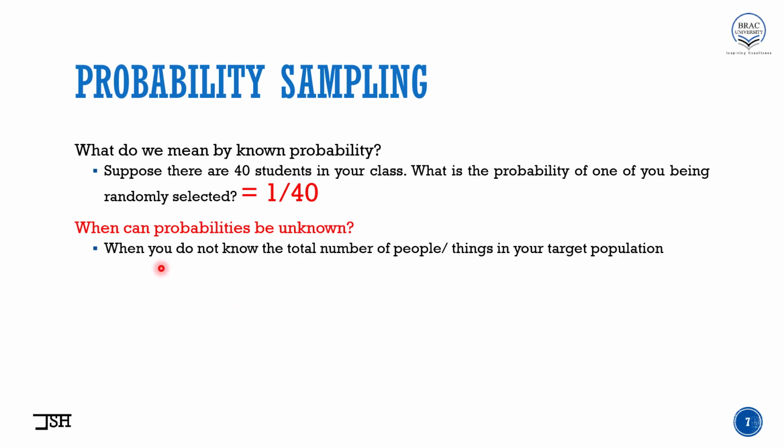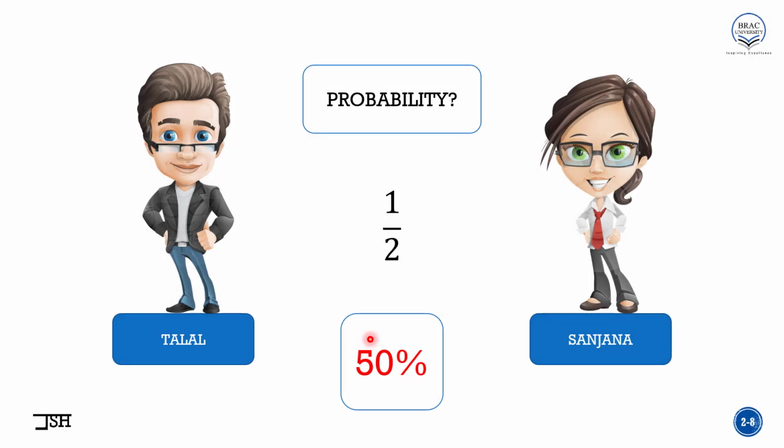So again, if we do not know the total number of people or things in my target population, I will not be able to calculate the probability or know the probability of someone being selected. Let me explain it here with the examples. Let's move back to the first example. How did we calculate the probability here? In the numerator, I had the number of people I'm going to select in my sample, right? And in the denominator, I had the total number of people that was in my overall population.